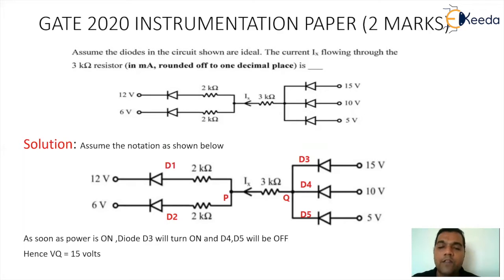So now let's go for the solution. Before we actually start with the solution, we have to go for small notations. The diodes can be notated as D1, D2, D3, D4 and D5. And the nodes P and Q are the nodes for the 3 kilo ohm resistor. So now if I look at the right hand side of the figure, it is having 3 voltages, 15 volt, 10 volt and 5 volt.